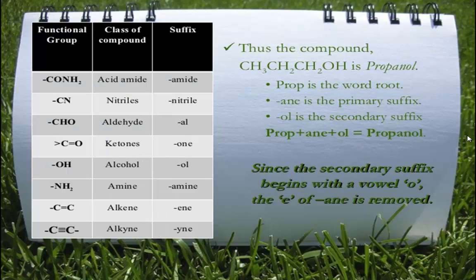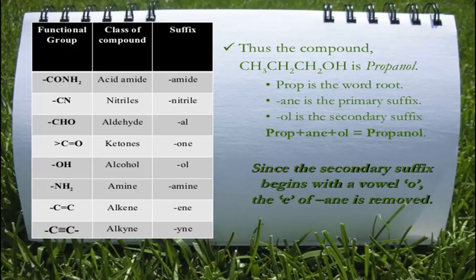CONH2 is amide. CN means nitrile, which means if the organic compound contains a CN group, then the name ends with nitrile. As we know, CHO means an aldehyde group is present, and the name ends with al. An alcoholic group means an OH group is present, then the name ends with ol. Remember these points, they are helpful while writing the names of organic compounds.